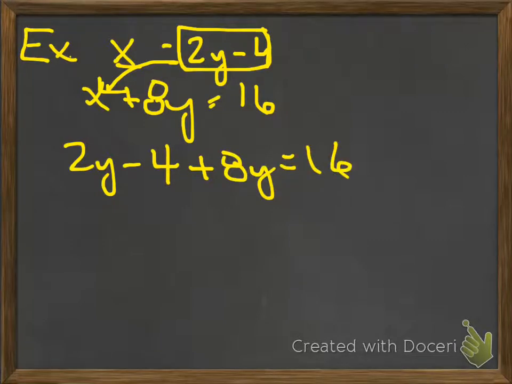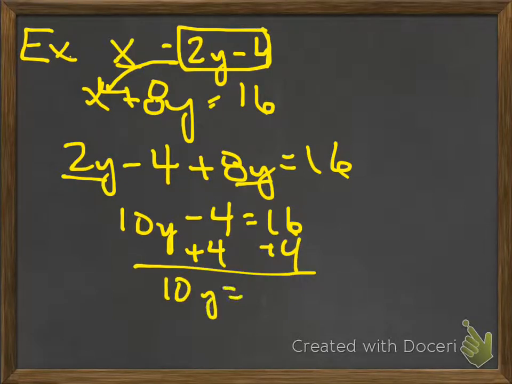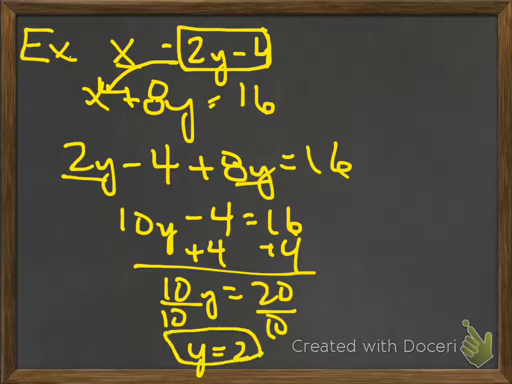Now again, this is what you should know how to do. You combine like terms. 8 plus 2 is 10y. Now let's think opposites. What's the opposite of a minus 4? The opposite of a minus 4 is plus 4. 16 plus 4 is 20. 20 divided by 10 is 2. Okay, so y is equal to 2.